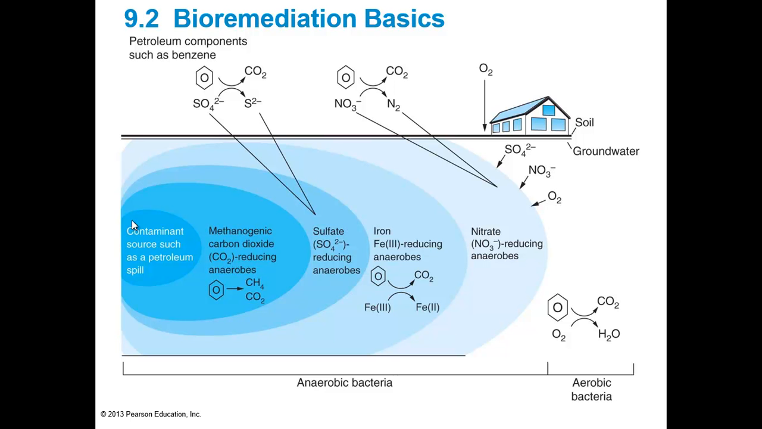So we need to remember those zones. Furthest away from the contaminant, you'll have a natural aerobic zone, then denitrifying, then iron reducing, then sulfate reducing, then finally methanogenic. So you should know those zones, you should know the basic reactions, and you should know them in sequence as in proximity to the contamination source.